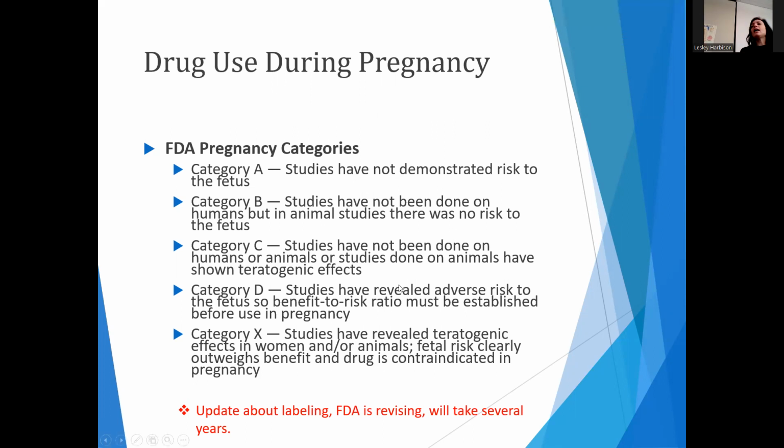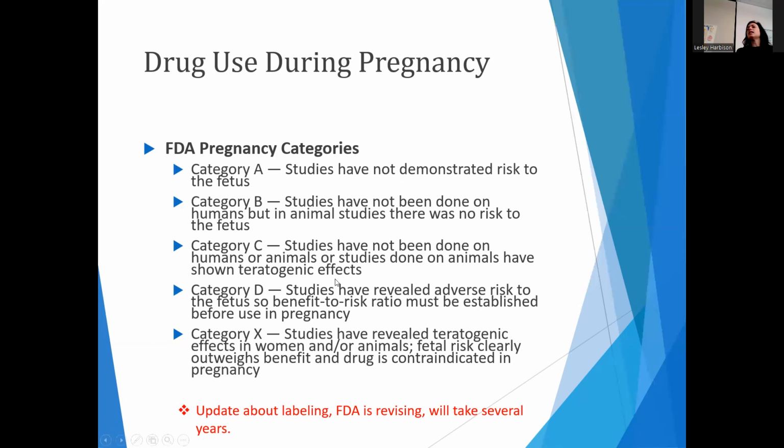If it's a category A, it's safe. If it's B, studies have not been done on humans, but in animal studies there was no risk to the fetus. So someone might be a little more cautious, but they probably are going to be fine. Their doctor will probably prescribe it. C, studies have not been done on humans or animals, or studies done on animals have shown teratogenic effects. So once it gets to a category C, you're not going to be getting that drug unless the risk-benefit analysis seriously outweighs it, like the mother has to have this drug for their survival or something.